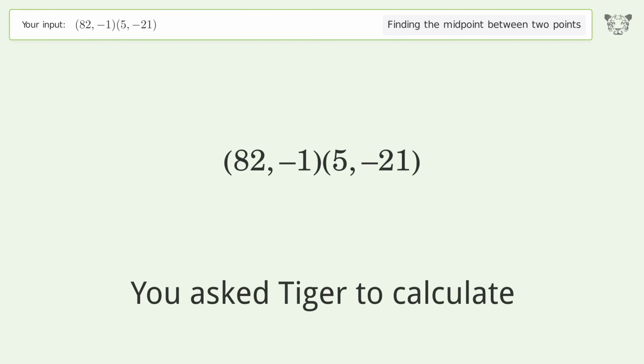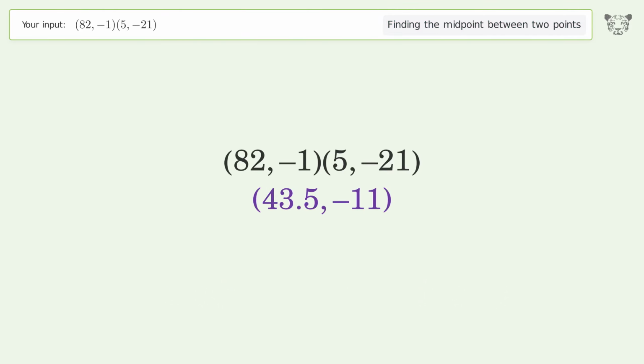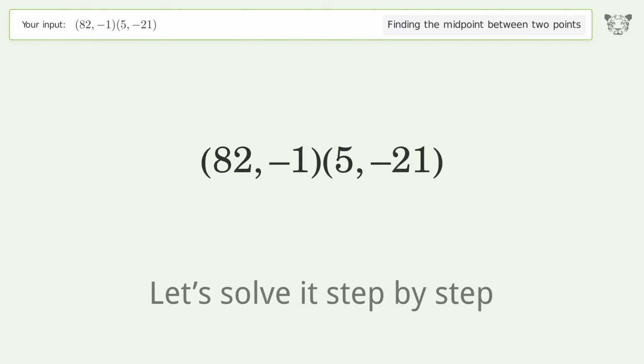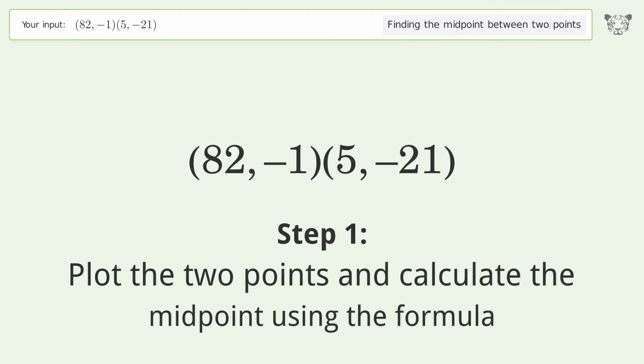You ask Tiger to calculate. This deals with finding the midpoint between 2 points. The midpoint between the 2 points is 43.5, -11. Let's solve it step by step. Plot the 2 points and calculate the midpoint using the formula.